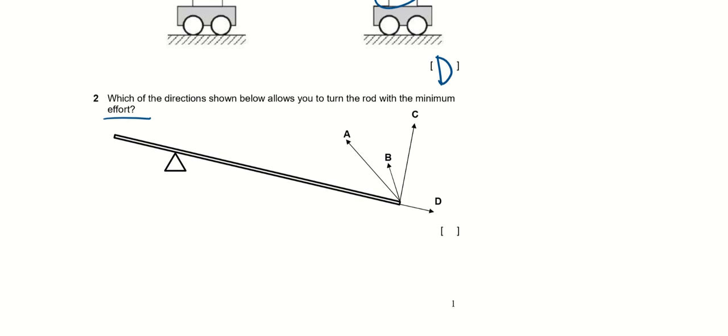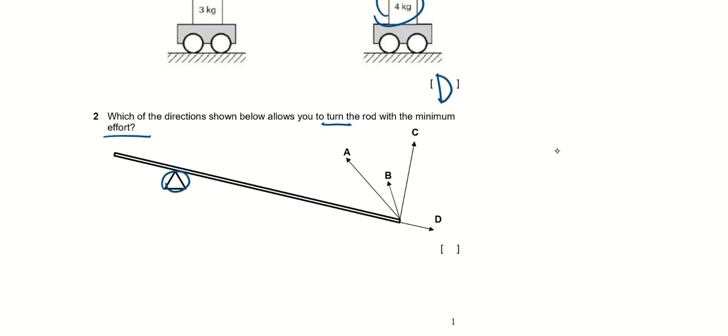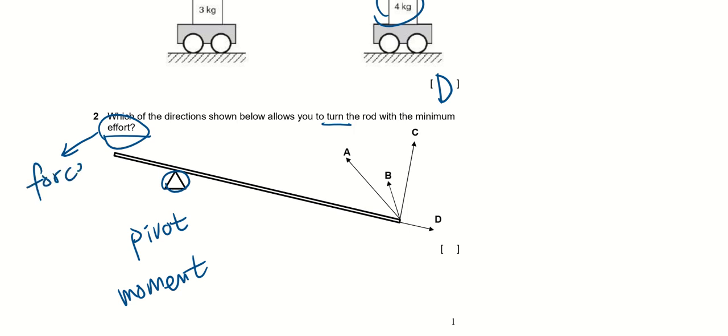Okay, which of the directions shown below allows you to turn the rod with the minimum effort? They tell you that it's turning, and you see this, which is actually the pivot. So it should tell you that it is a moment question. But how about minimum effort? Does it mean minimum moment or minimum force? Effort, you learn, is actually a force. So which one allows you to turn it with the minimum force?